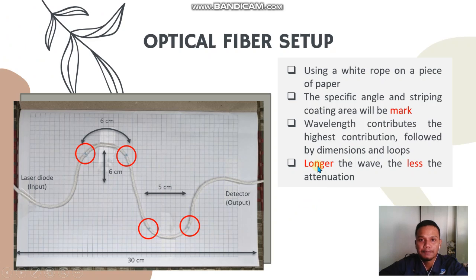For my methodology, I will use a white rope on a piece of paper to illustrate the optical fiber setup. The specific angle and stripping coating area will be marked using a blue mark on the white rope. With the wavelength, based on the Taguchi method, wavelength contributes the highest contribution followed by dimension and loops. The longer the wave, the less the attenuation.